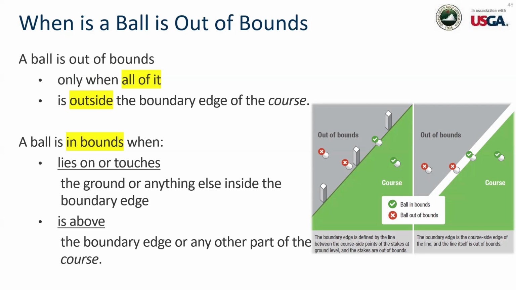So if that ball is all the way over that line, whether it's imaginary or painted, it would be considered out of bounds. If a piece of that ball is still touching the course, such as the example when it's lying on the line, half on the line, half on the course, that ball is considered inbounds and you are still allowed to play it. But once that ball fully crosses over the course side edge of that line, it is considered out of bounds in that case.